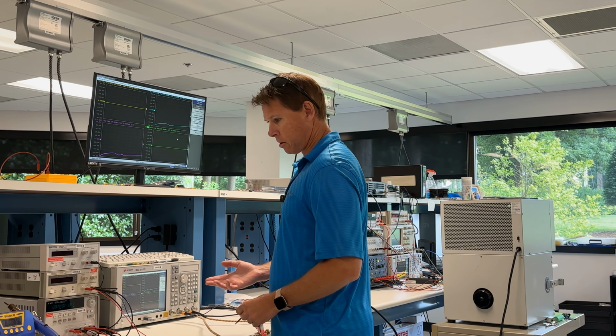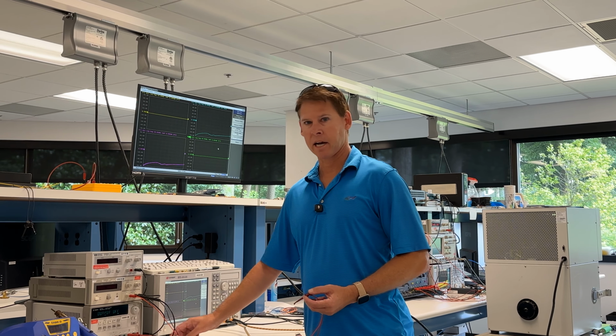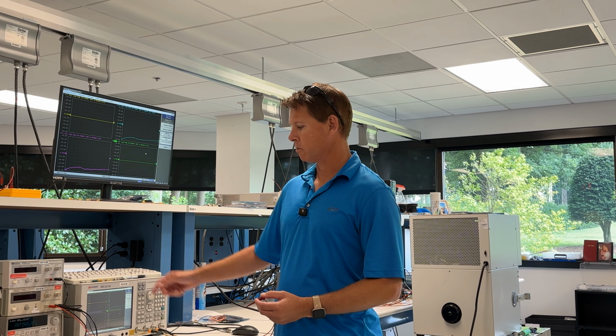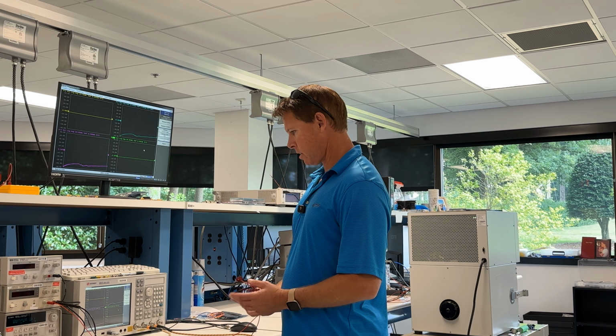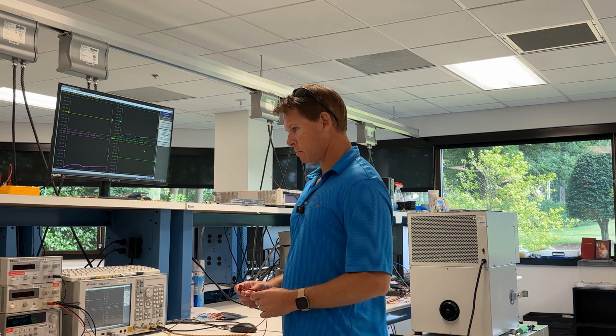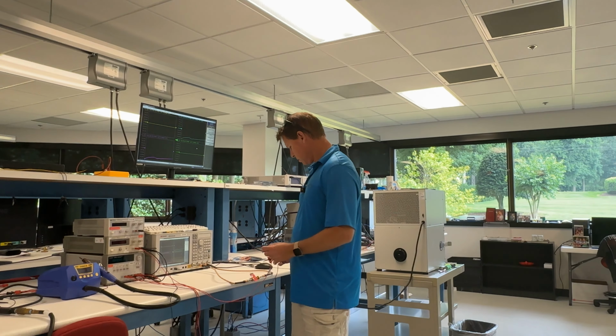This particular part, and most of our parts, have a choke inductor that goes in through the output port. So in order to get the bias to the part, we have to use a bias T from the network analyzer. That's how we're getting the part to fire up without the choke inductor in place.